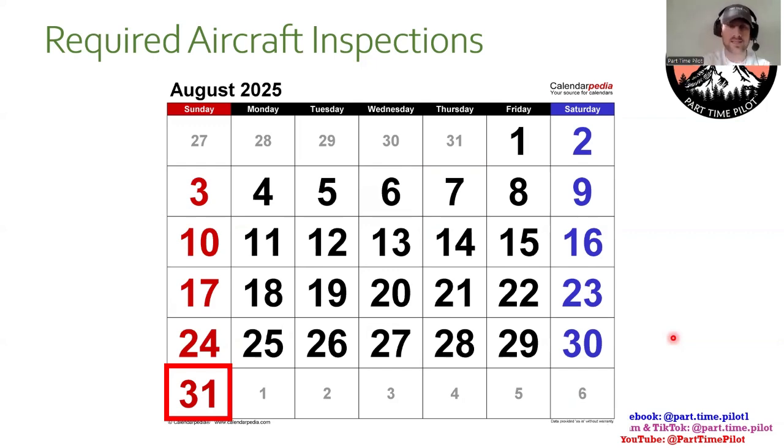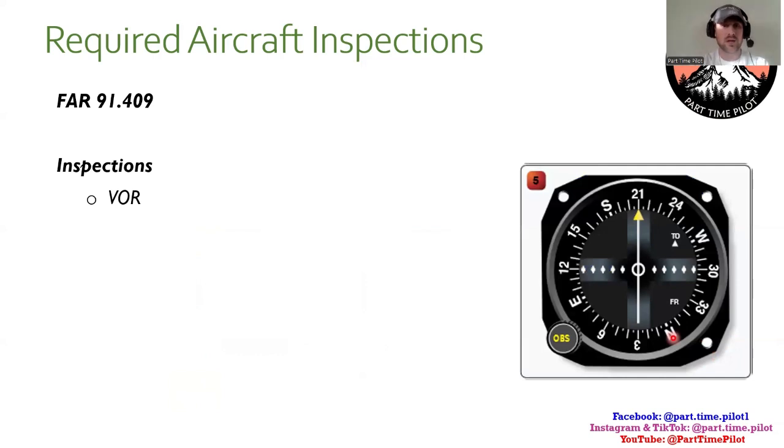So that would be the last day that you can get your annual inspection before the aircraft is no longer airworthy. So that's what calendar month means. We'll talk about that more in more regulations. So it's important to know what that means when they say calendar month. All right, so let's move on.